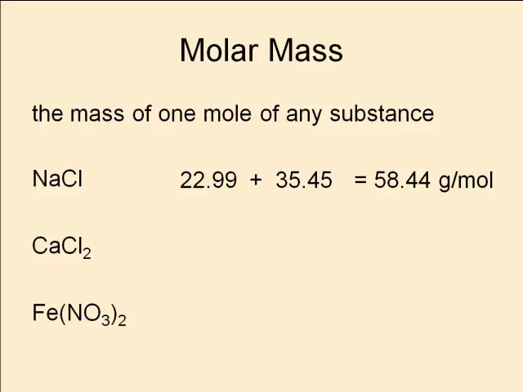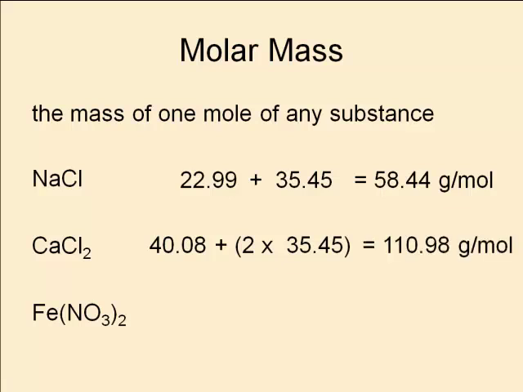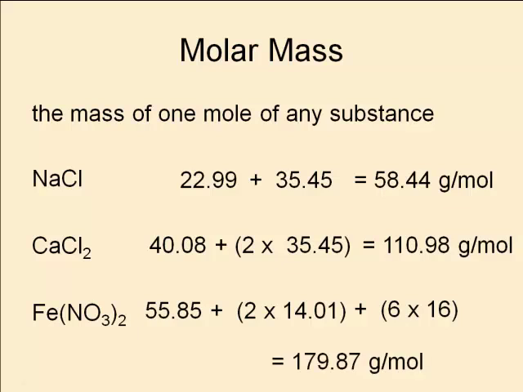You would do the same thing for CaCl2. You'd need the mass of 1 Ca, 40.08, and the mass of 2 Cls. Add all this together and you get 110.98. In this last example, make sure you remember to distribute the subscript to every element inside the parentheses. So in Fe(NO3)2, you have 2 nitrogens and you have 6 oxygens. To calculate the molar mass of this compound, you add the mass of 1 Fe, 2 nitrogens, and 6 oxygens together to get 179.87.